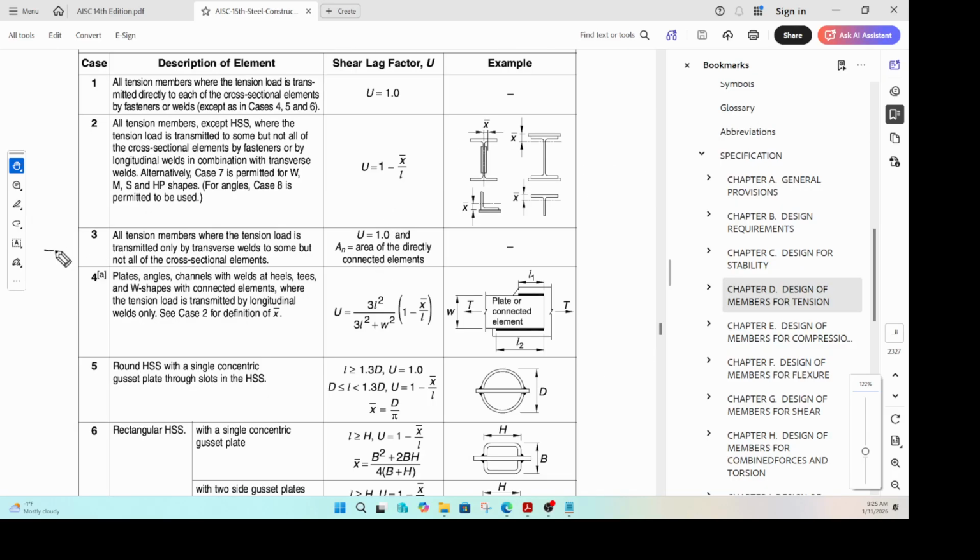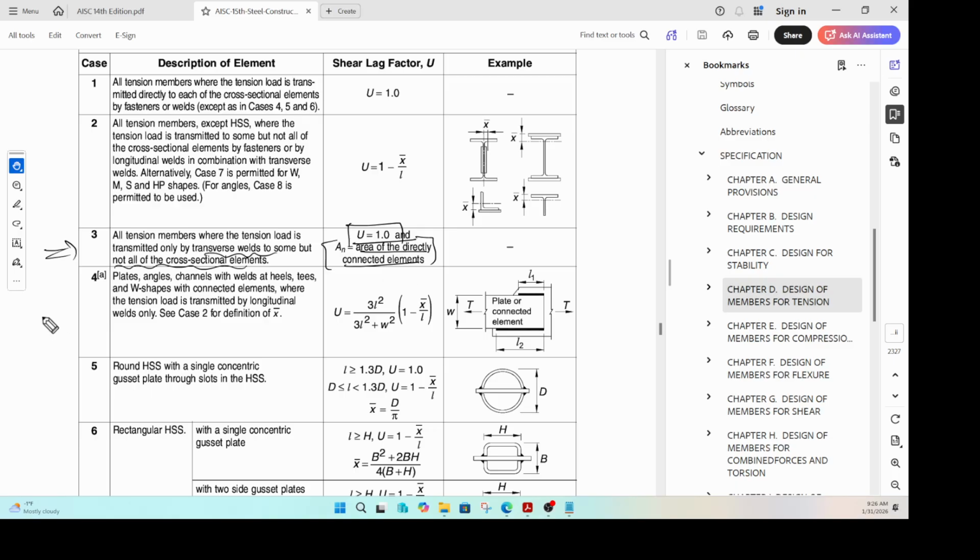So case 3, all tension members, when tension load is transmitted only by transverse welds to some but not all cross-sectional elements. When that happens, U is equal to 1, but A net is the area of the directly connected element.